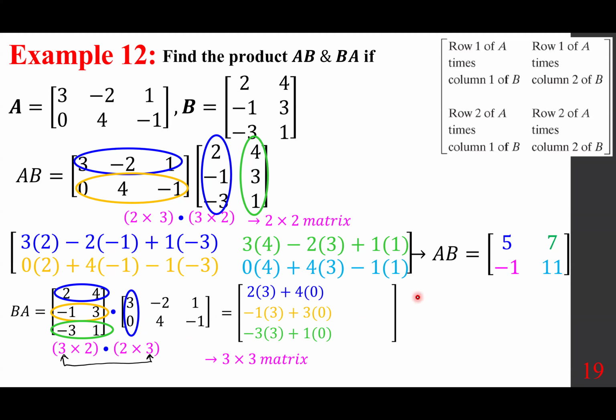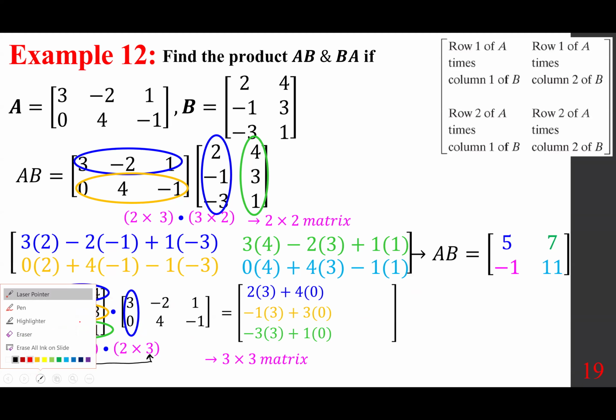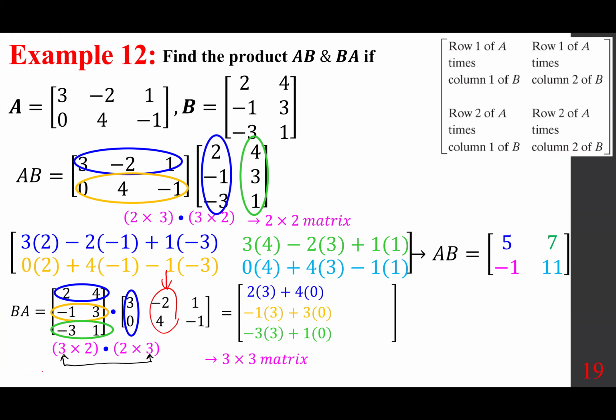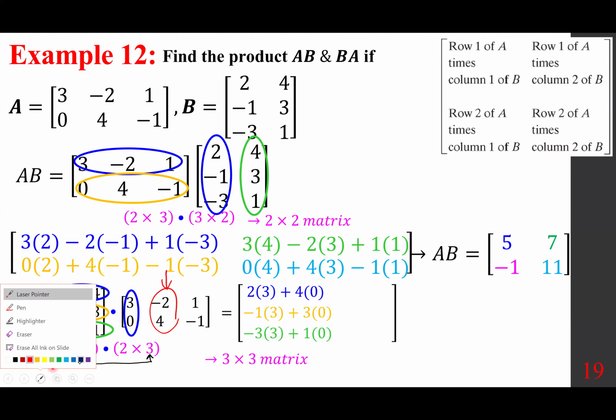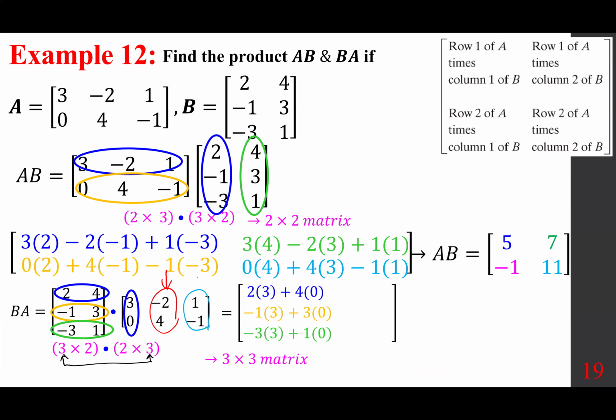We're not going to go over everything, but the next one would be this, and the next column you multiply by this in the following manner: 2 times minus 2, 4 times 4 is the first one. Minus 1 times negative 2 plus 3 times 4 is the next one here. And then minus 3 times negative 2, 1 times 4 is the last. Okay. And the last one, you're going to multiply it by this one now. And that would be the last column.